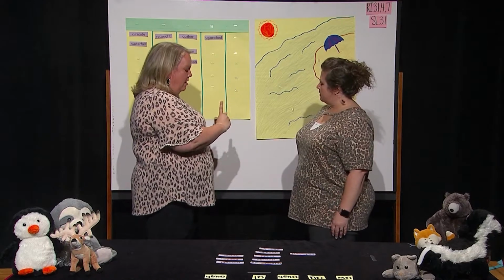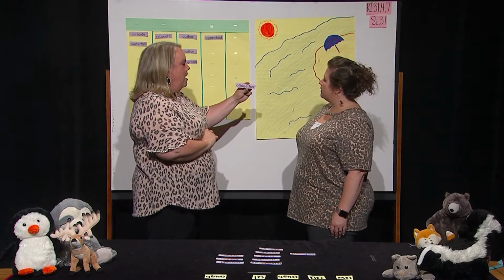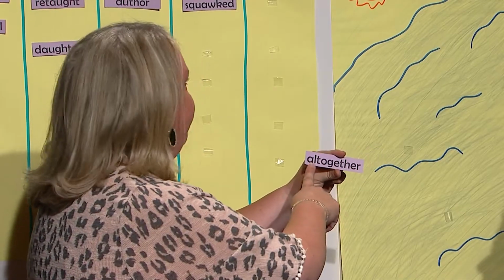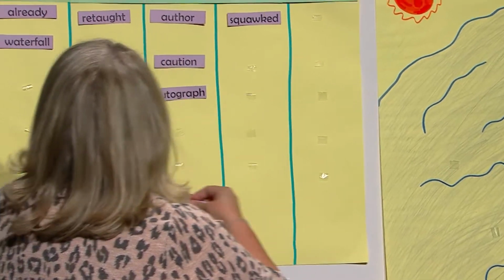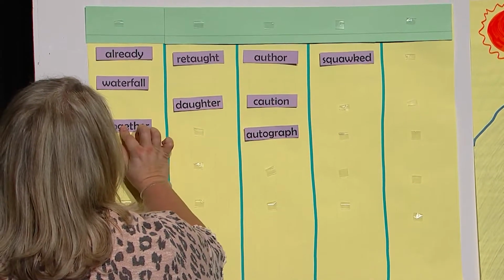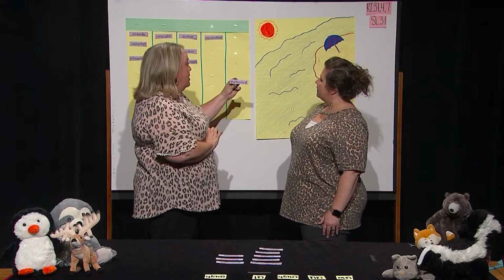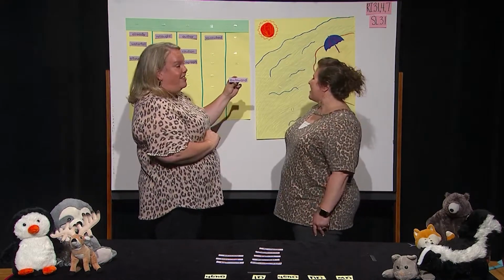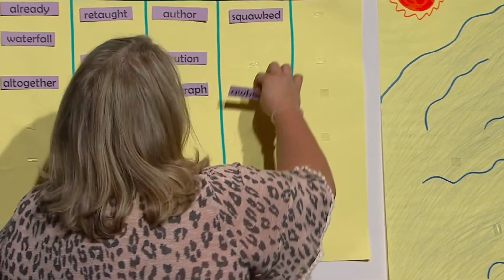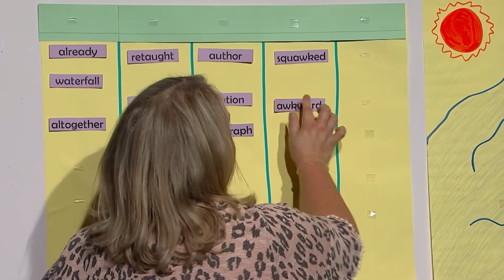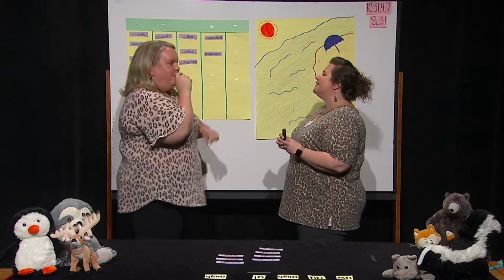Let's see. All together. There's the AL. Back over here with waterfall and already. Great. Awkward. There's that AW, scholars, to go with squawked. Perfect. Excellent. This one's a little tricky.